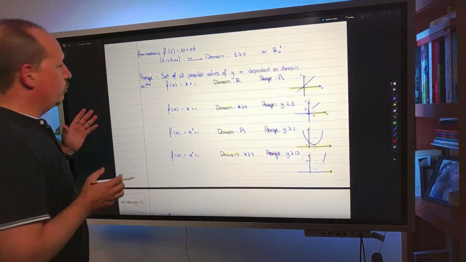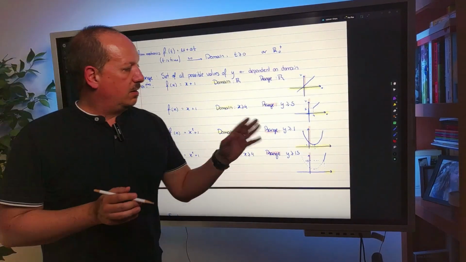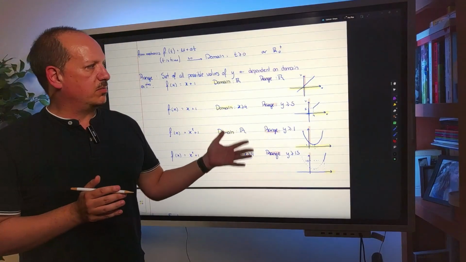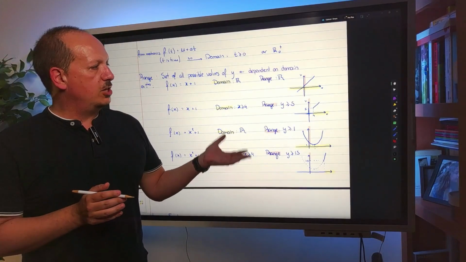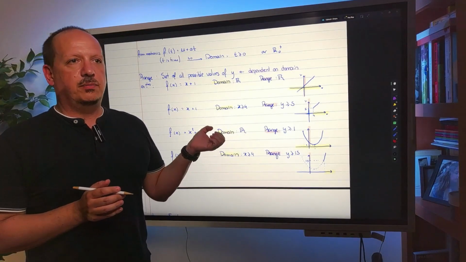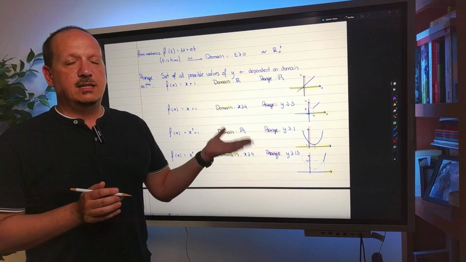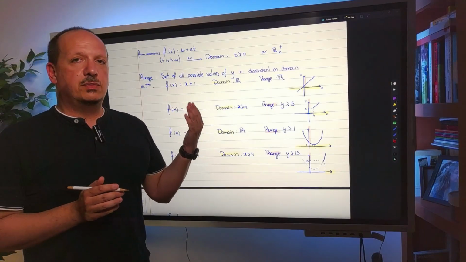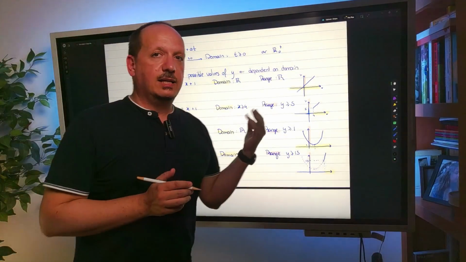For some weird reason that I never got, to be honest, some students tend to have problems here with the domain and the range, but that is just this. The domain is the set of numbers that x can take, the range, the set of numbers that y can take.